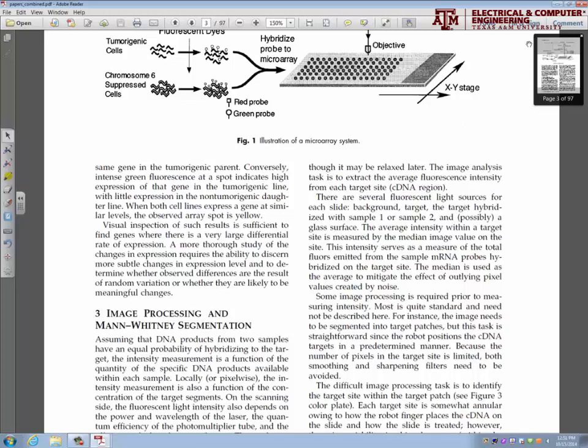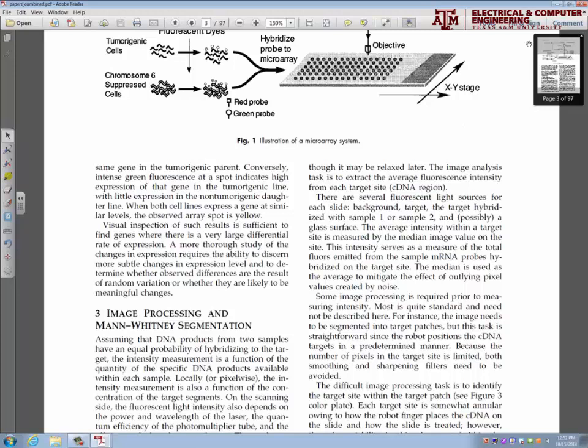And when both the lines express a gene at similar levels, both the samples, then the array spot is going to be yellow. Red and green combined gives you yellow. Now, visual inspection of such results is sufficient to find genes where there is a very large differential rate of expression. A more thorough study of the changes in expression requires the ability to discern more subtle changes in expression level and to determine whether observed differences are the result of random variation or whether they are likely to be meaningful changes. So this is the rank sum test.